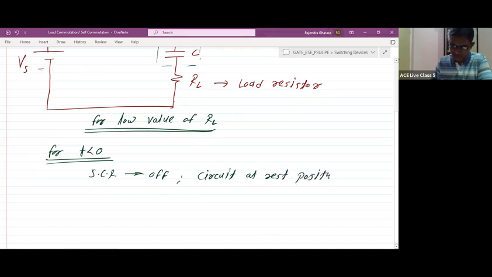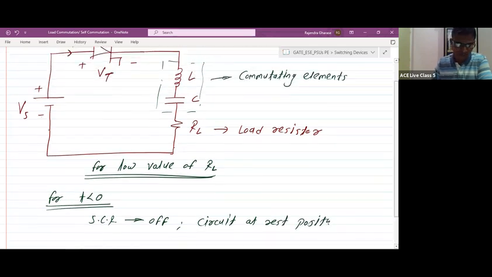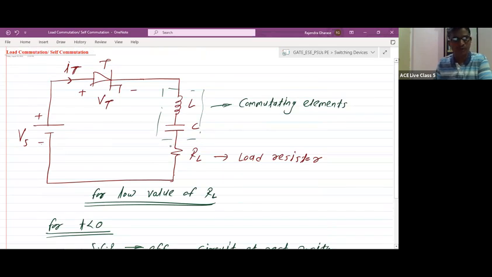Okay, so for t less than 0, current was not flowing from the source towards the load. So the inductor has not stored any energy, the capacitor has not stored any charge. That's why the circuit was at rest.